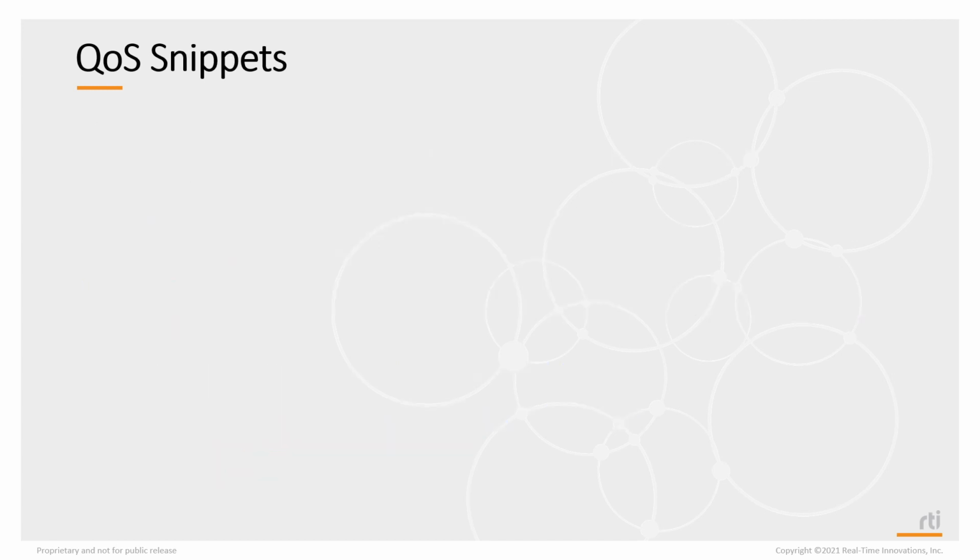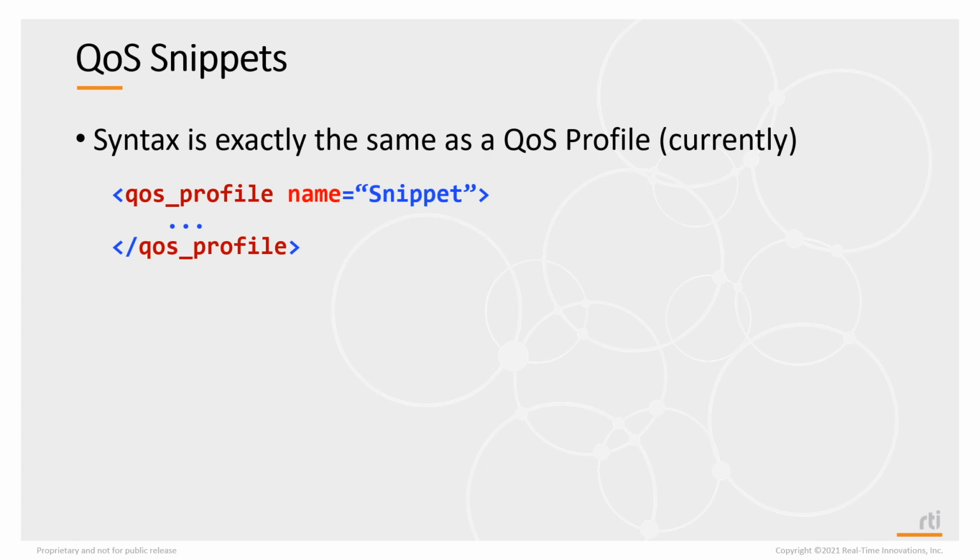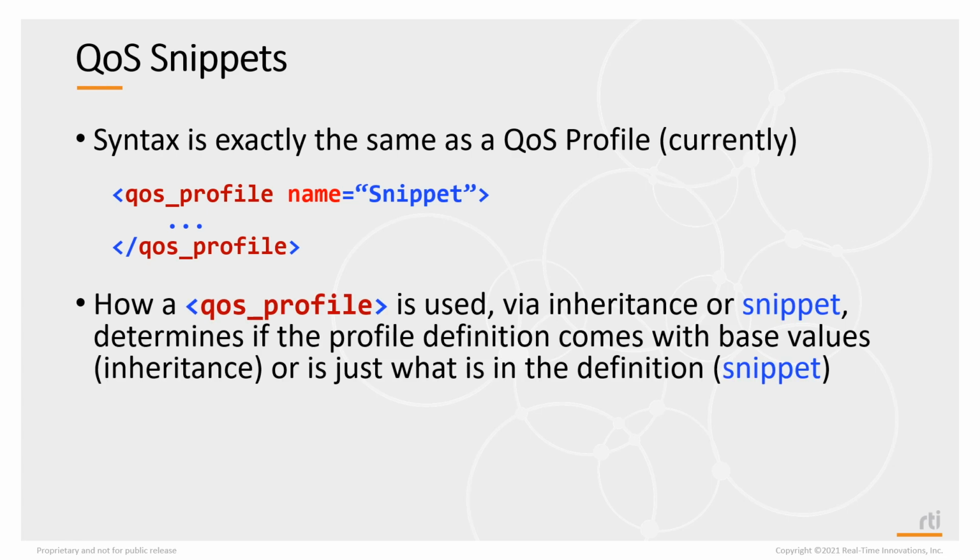Let's talk more about QoS snippets. The syntax to define a QoS snippet in XML is exactly the same syntax of a QoS profile. It even uses the same tag. So the tag for a snippet is also QoS profile, which is unfortunate, but it's due to a limitation of the XSD or the XML schema at this time. This may change later on. However, right now, a QoS profile will define both a full profile as well as a snippet. It's really how the QoS profile is used.